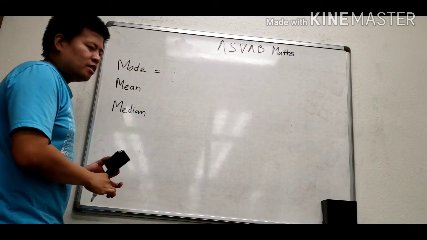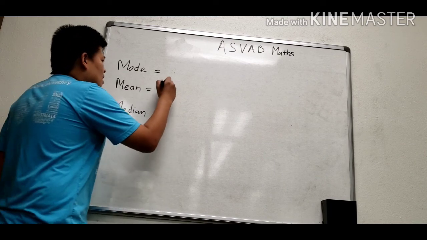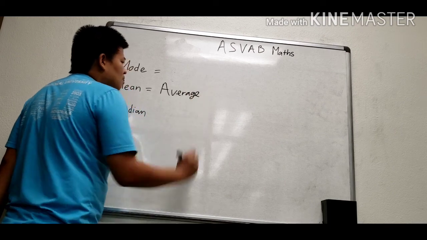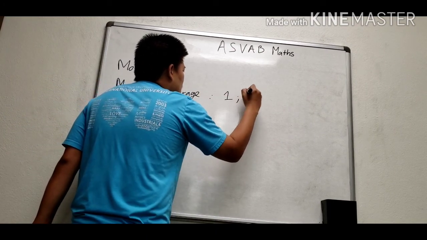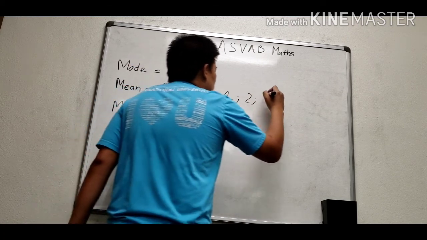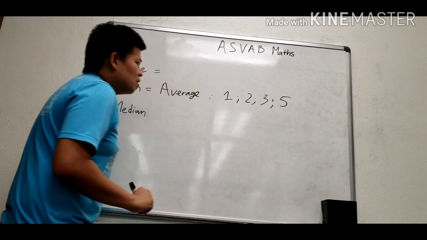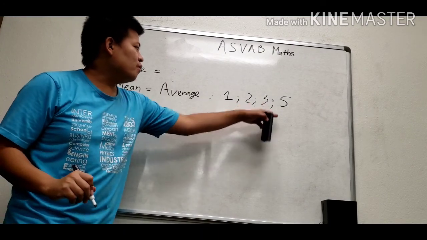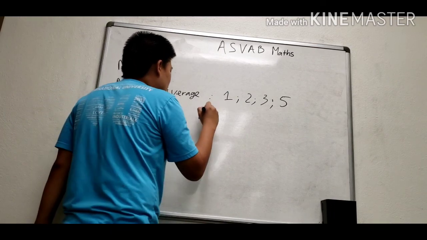The next one is the mean. The mean is similar to the average. For example, 1, 2, 3, 5. So we have a simple series of numbers: 1, 2, 3, 5, and they ask about the mean. So we calculate the average.